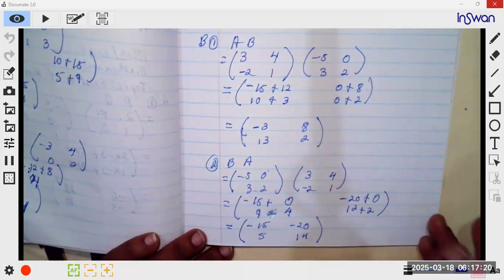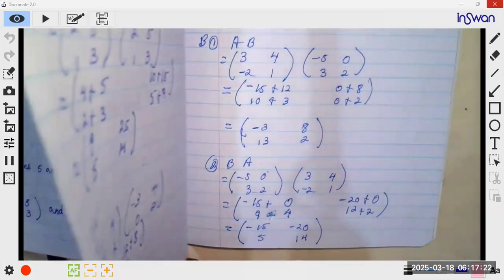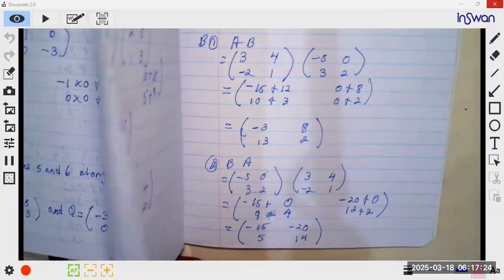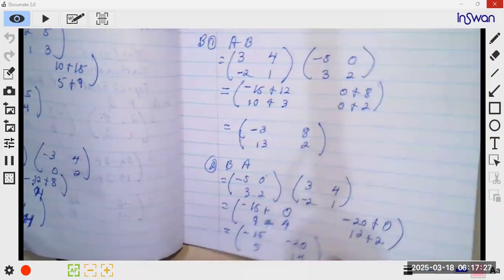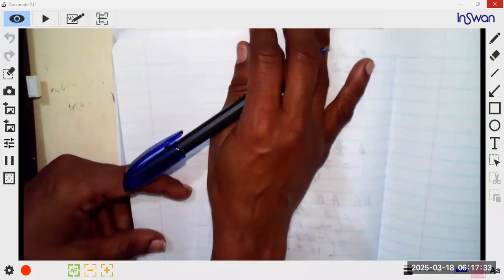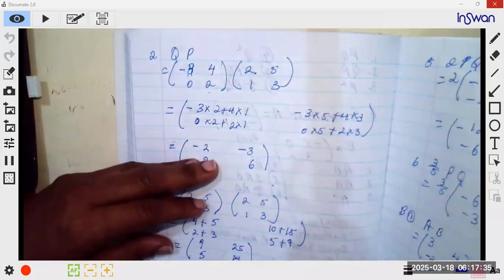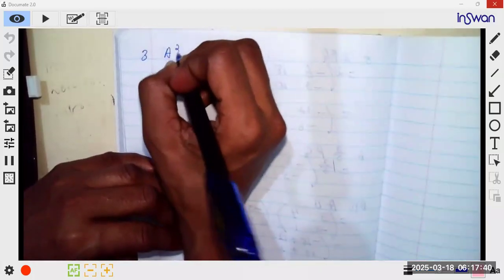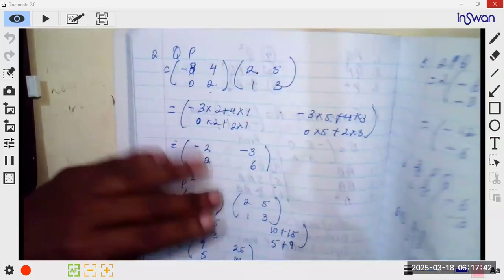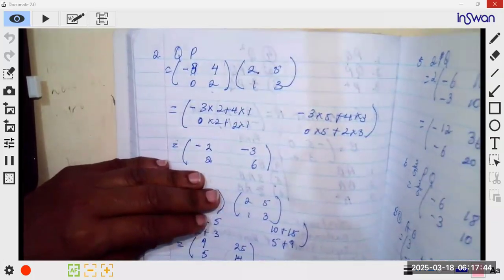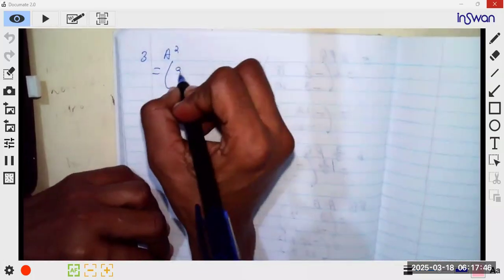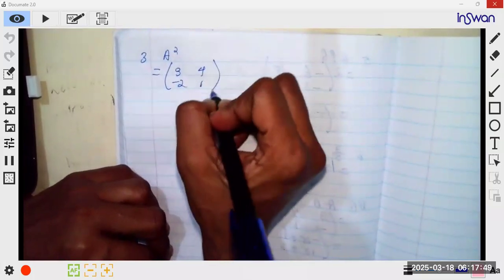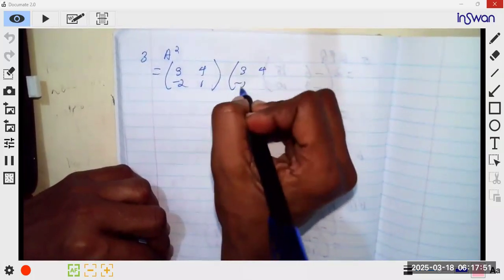All right, so can I turn the page? We are moving on to A squared, B squared. So what is A squared? A squared, this is number 3, will be equal to [3, 4; -2, 1] by the same thing, [3, 4; -2, 1].